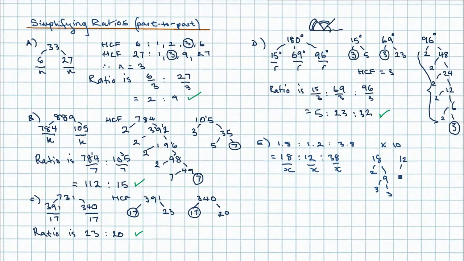Let's have a look at 12. That's going to be 2 times 6, and then that's going to be 2 times 3. So 12 is 2 times 2 times 3, and now 38, and that's going to be 2 times 19. And 19 won't break down any further, so my highest common factor is in fact quite low. It's 2. So all I can do now is halve this. x must equal 2. So x equals 2. And halving it should simplify it as much as it can be simplified.